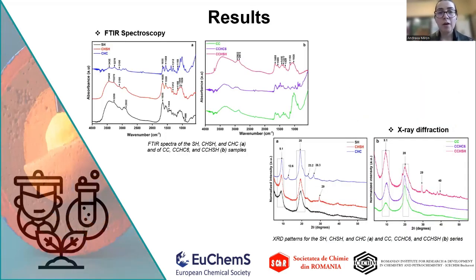So here we have the FTIR spectroscopy for all the samples. We can see here all the characteristic peaks important for chitosan and chitin.